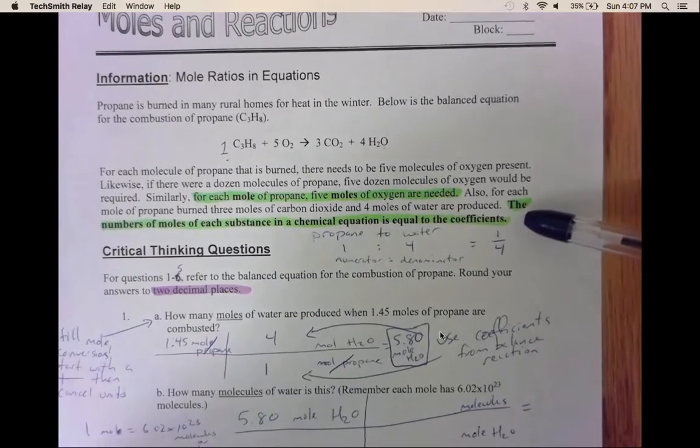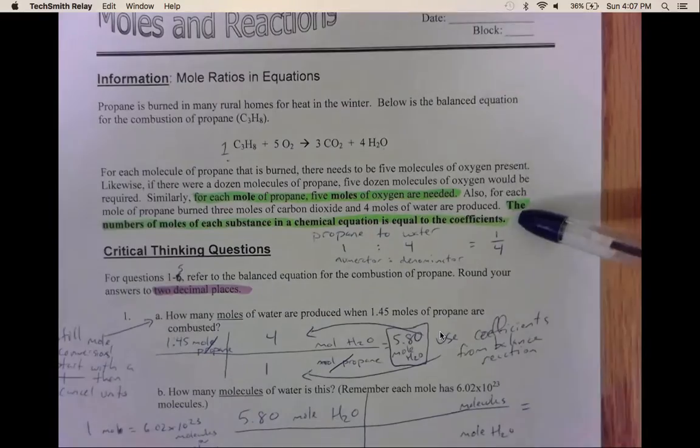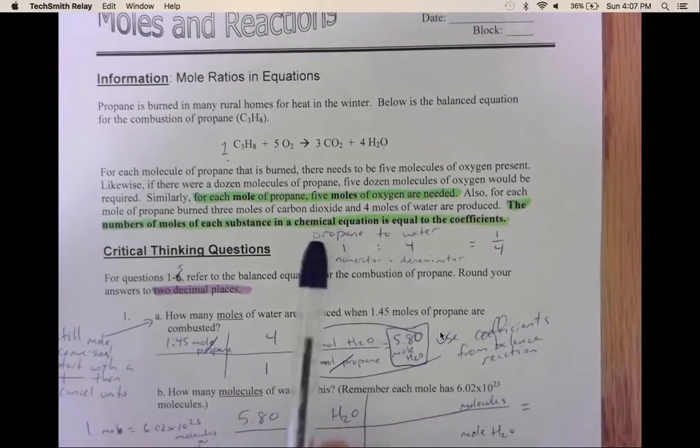So in the first paragraph, the most important sentence is the last sentence. It's bolded for you. I also highlighted it. It tells us that the number of moles of each substance in a chemical equation is equal to the coefficients. So it talks about several examples in the paragraph. However, I wanted to compare propane to water because that is the first example.